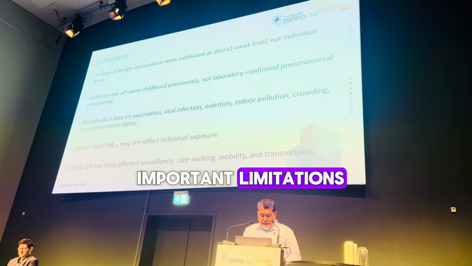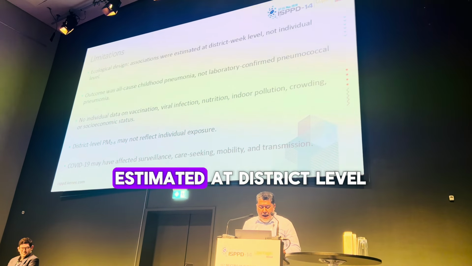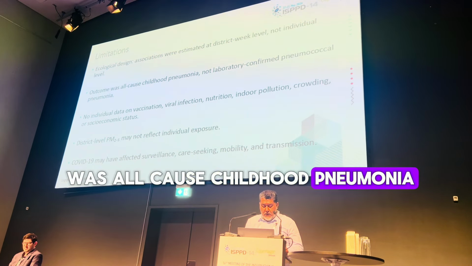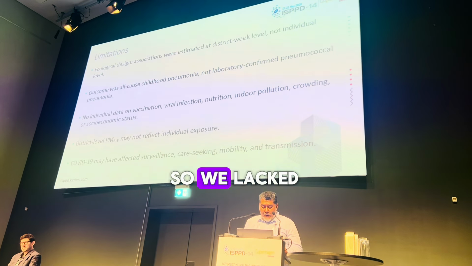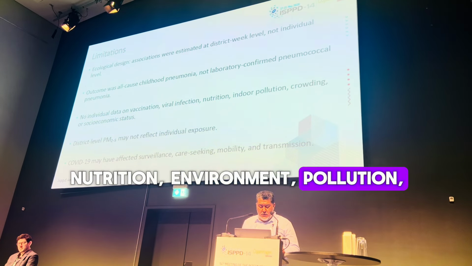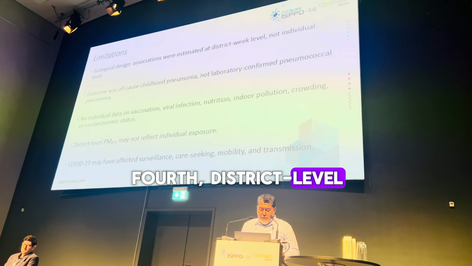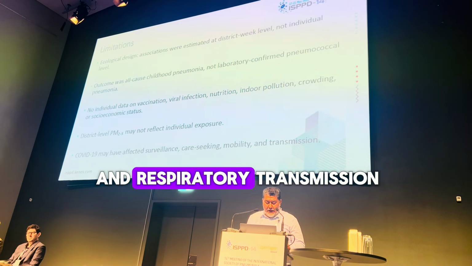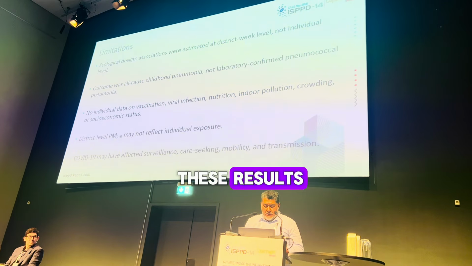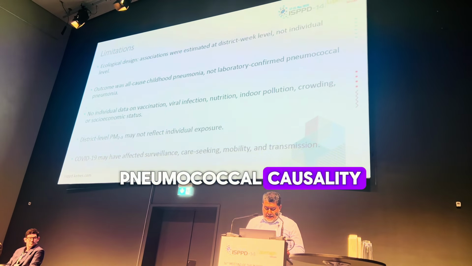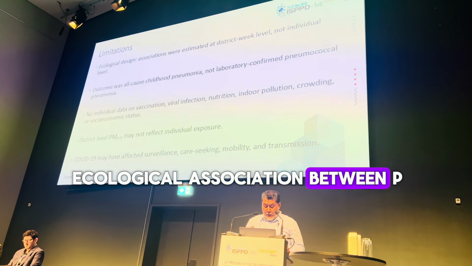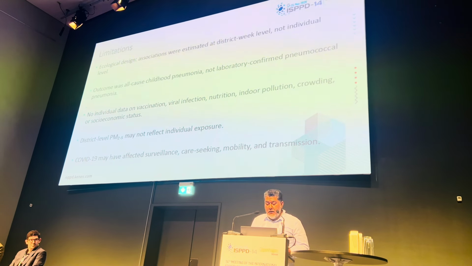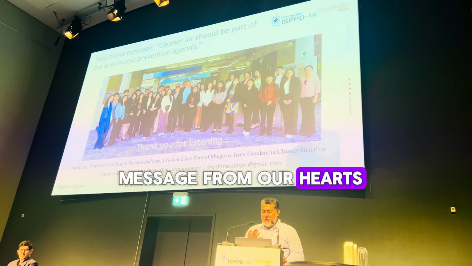This study has several important limitations. First, it is ecological, so associations were estimated at the district level, not the individual level, so we cannot infer individual risks. Second, the outcome was all-cause pneumonia, not laboratory-confirmed pneumococcal pneumonia. Third, we lack individual data on vaccination, viral infection, nutrition, indoor pollution, crowding, and socioeconomic status. Fourth, district-level PM2.5 may not represent personal exposure. Finally, COVID-19 likely affected surveillance, care-seeking, mobility, and respiratory transmission. So, overall, the interpretation of the results must be extremely cautious. We are not claiming pneumococcal causality. We are reporting a statistically significant ecological association between PM2.5 and pneumonia rates in an urban setting with major environmental and social heterogeneity.